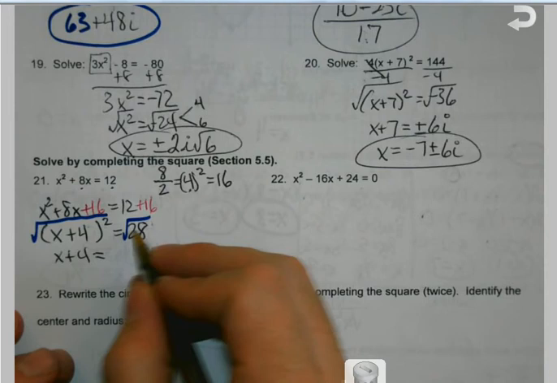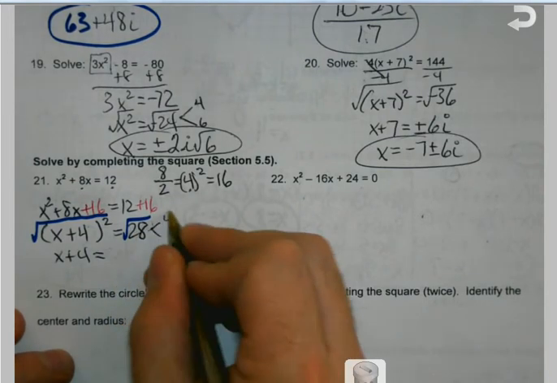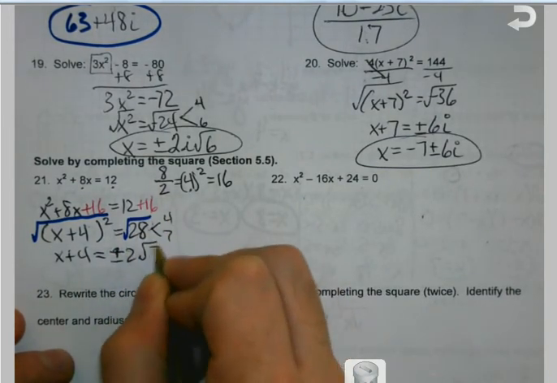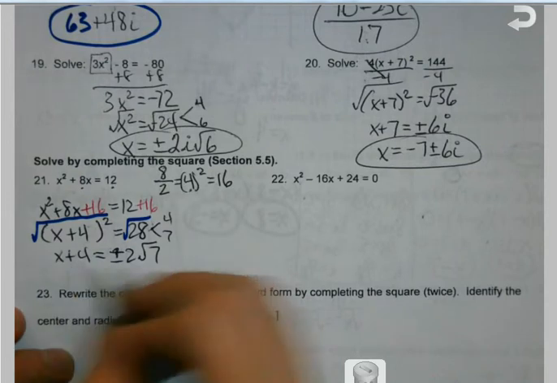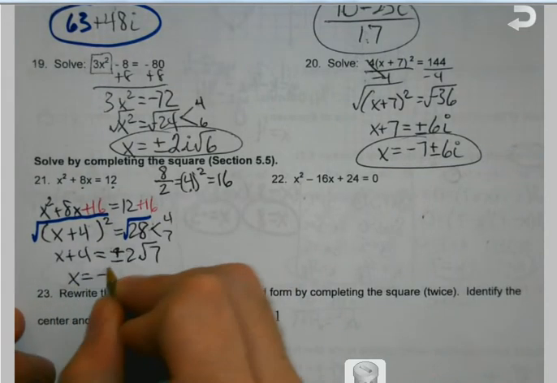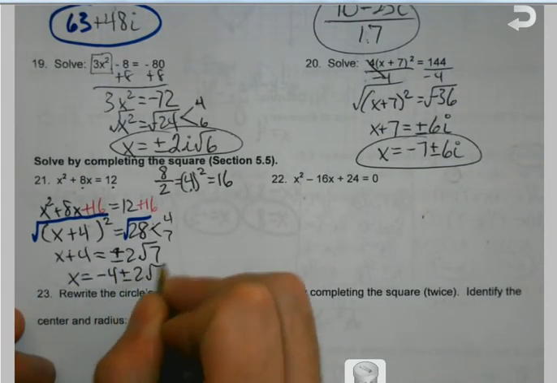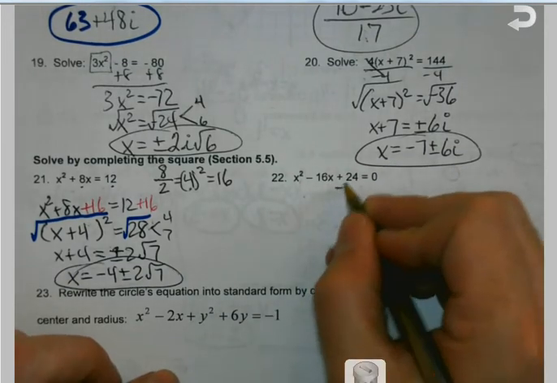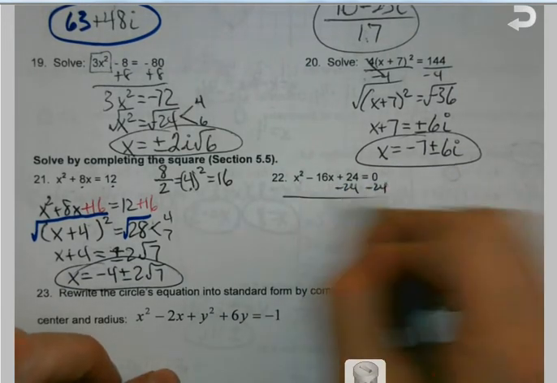No i's this time, no negatives. But I can break this down with my plus minus. And then minus the 4 over, and that's all I'm going to be able to do. Can't simplify anything else, can't combine anything else, I'm done. And so the only difference between number 21 and 22 is I have that one extra step at the beginning, isolating my x's by minusing the 24.